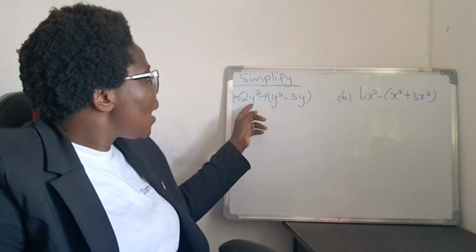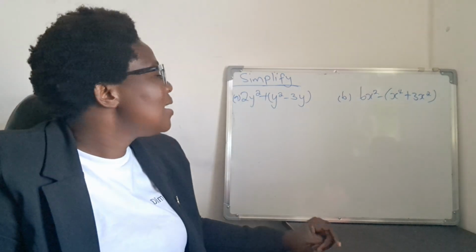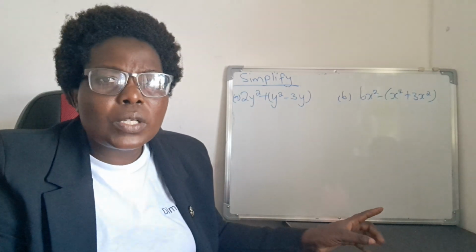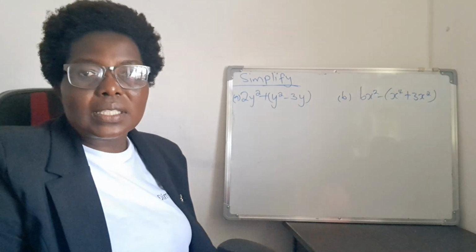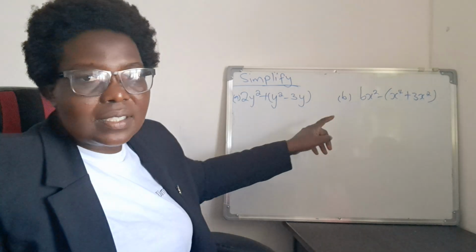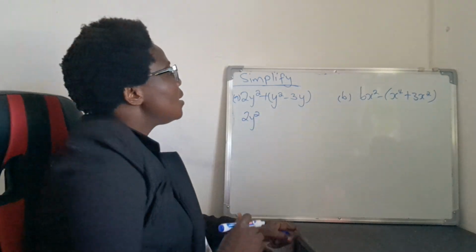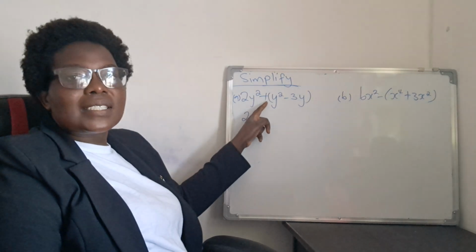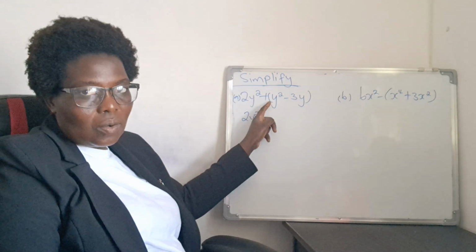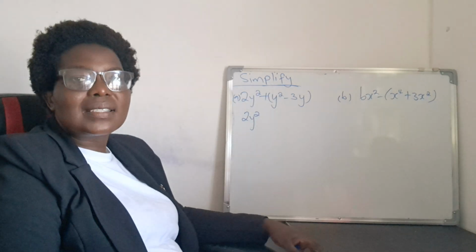So we have 2y squared plus open brackets y squared minus 3y. So we need to simplify this as far as possible, rewrite it with no brackets. So what you need to do is to clear the bracket first. All right, so it's going to be 2y squared, right? Remember, this plus here that is outside the bracket, it's the same as plus 1. Okay, so in short, you will see me putting this plus in.